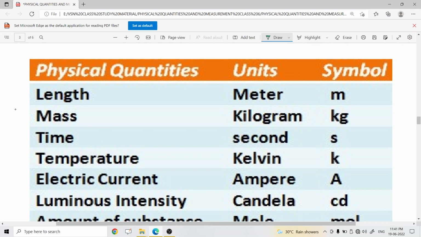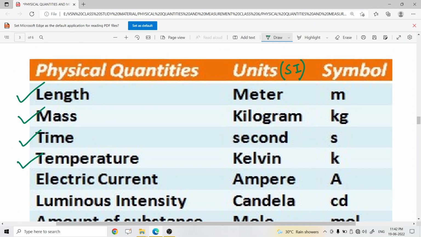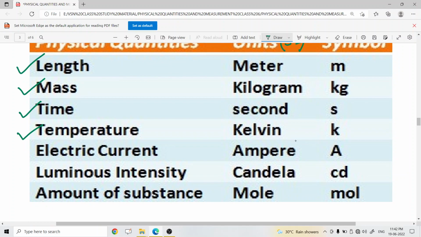So first, for length we just use all these units in actually the SI system or MKS system. So for length we use meter and the symbol is small m. Next, for mass, kilogram, symbol is kg. For time, second, symbol is s. For temperature, actually the SI unit is Kelvin and symbol is K.